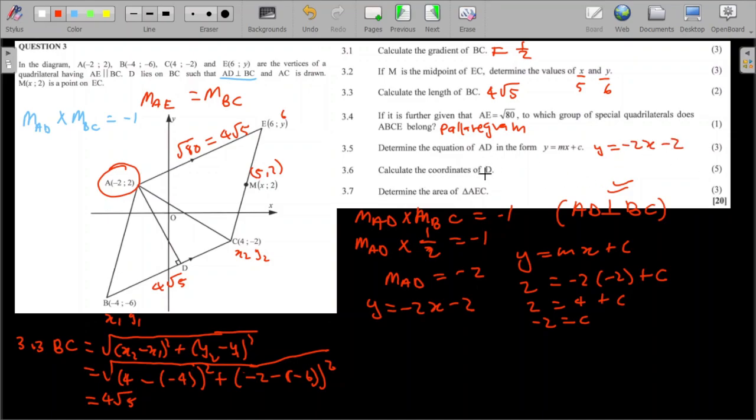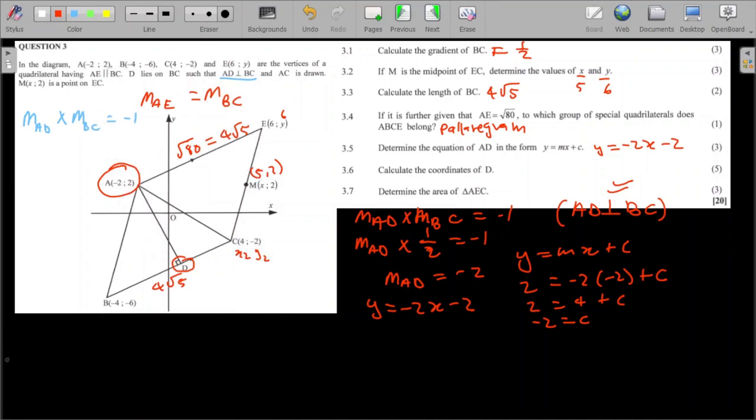Calculating the coordinate of D. I hope you can see now that this coordinate of D here is the point of intersection between AD and BC. Yes, the point of intersection between those two lines. So it's very, very important again: after finding the equation of BC, we can equate both of these equations to find the point D. So let's do that.